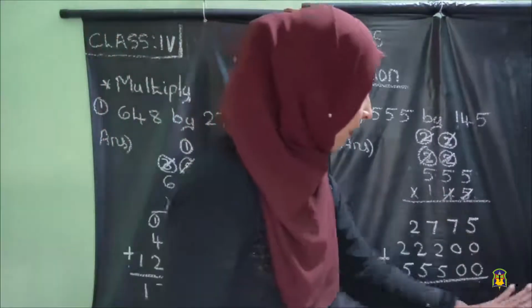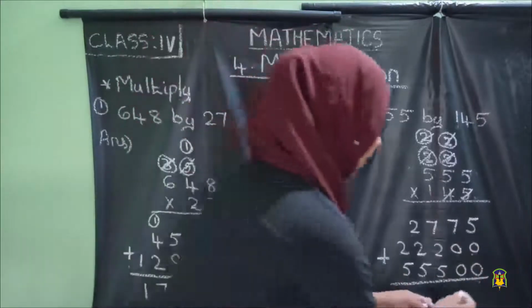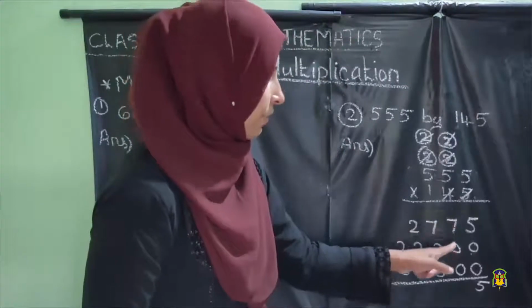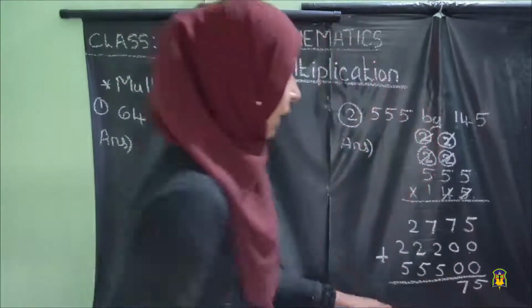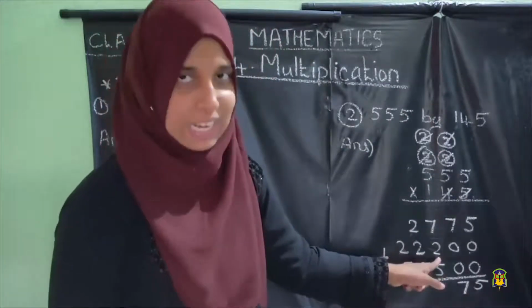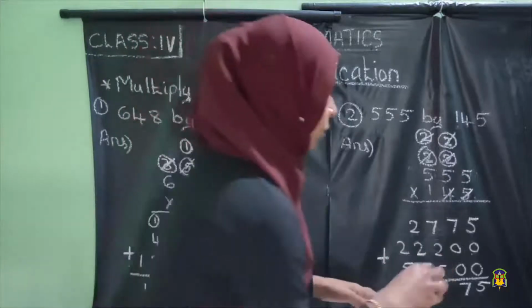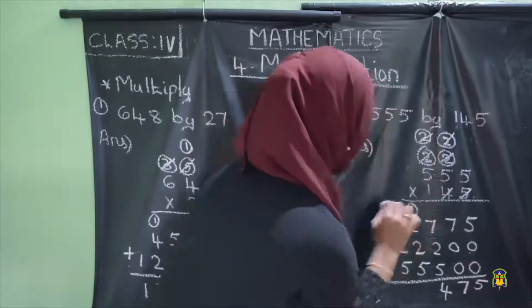So from the ones place, here we have 5 plus 0 plus 0. It is 5. So we can write down 5 here. Next here we have 7 plus 0 plus 0. It is 7. Next here we have 7 plus 2. 7 plus 2 is 9. 9 plus 5 is 14. So in 14 we can write 4 here and 1 as carryover.